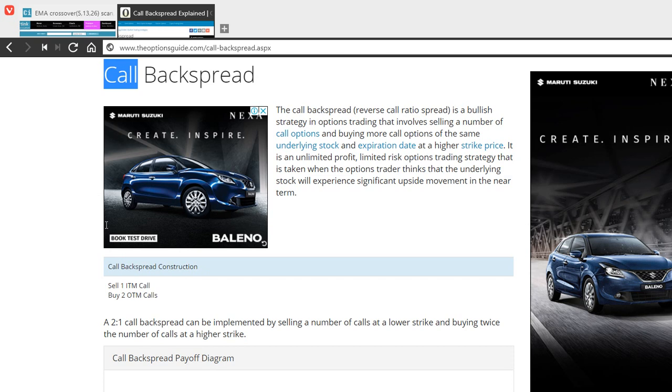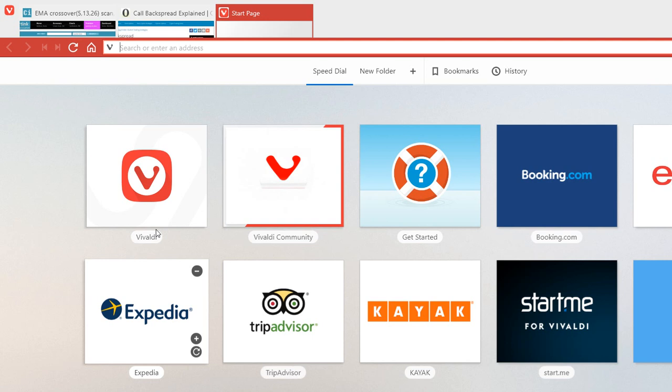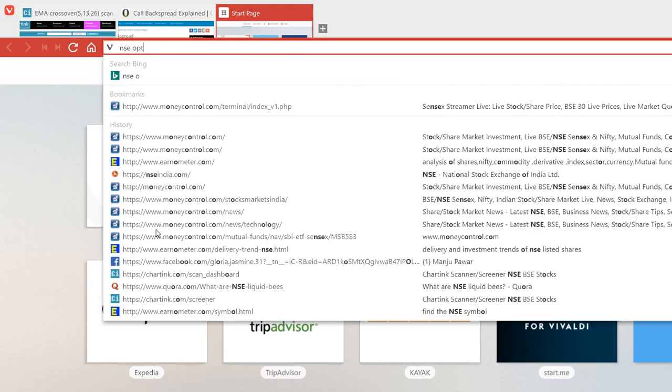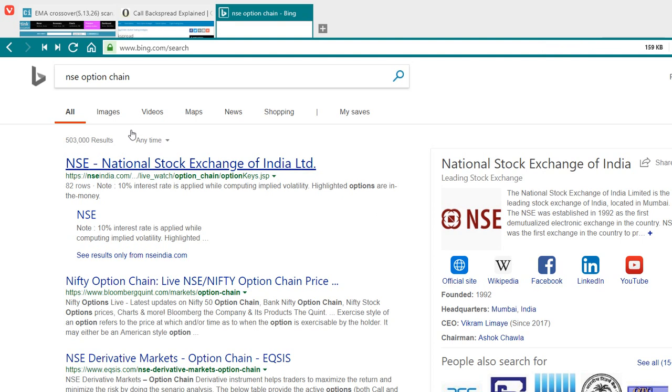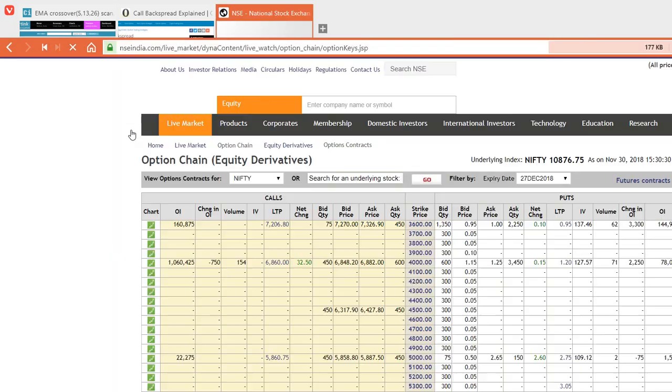You can apply this in stocks too. However, you have to see whether there is enough liquidity or not. If you are a beginner in options trading itself, you need to go through the basics of what exactly I'm talking about. But this is the construction of it, and I'll show you an example. So sell one in the money, buy two out of the money calls. I'm going to show you from the Nifty option chain page and give you a small example as to how this strategy can be built.